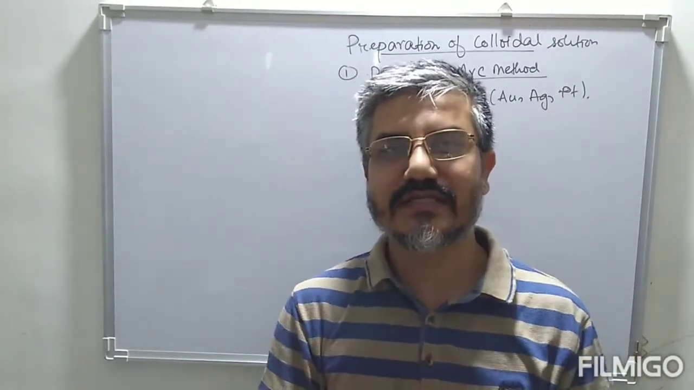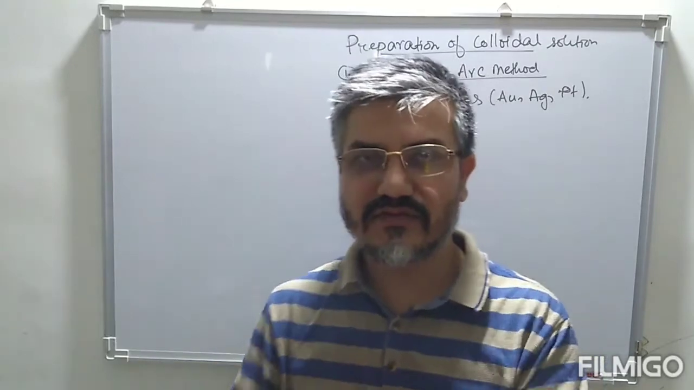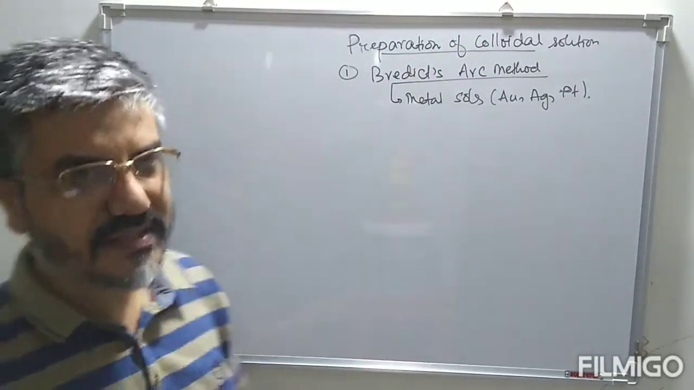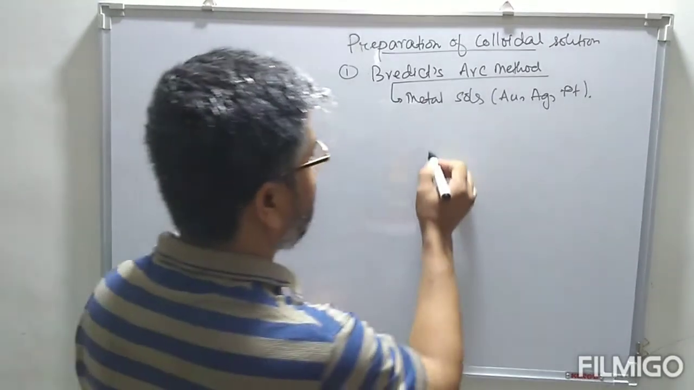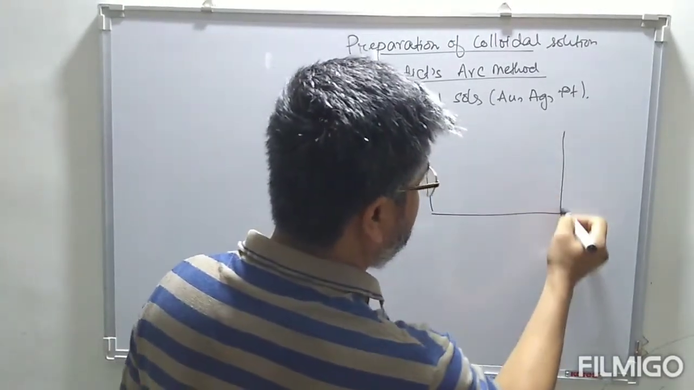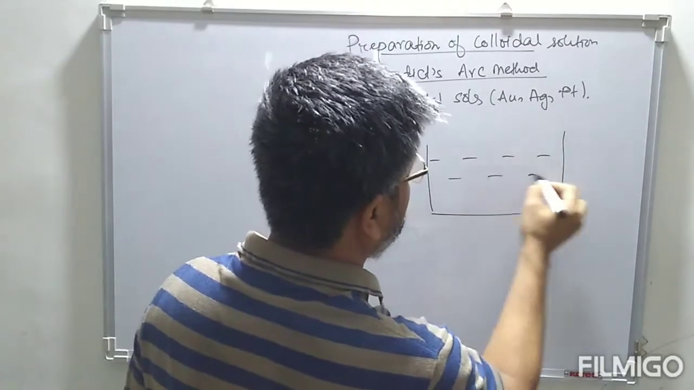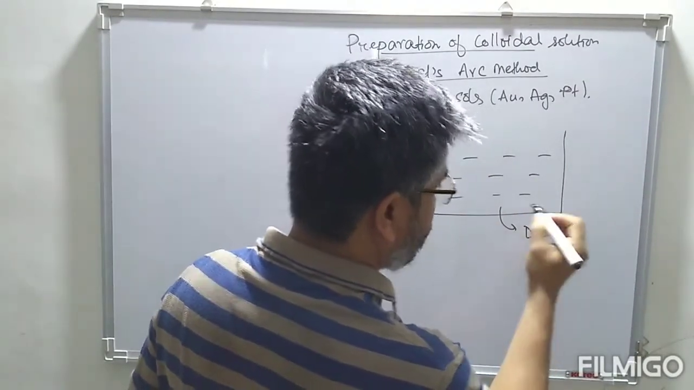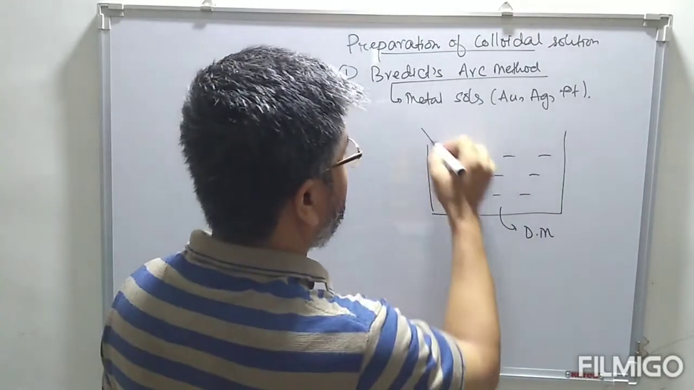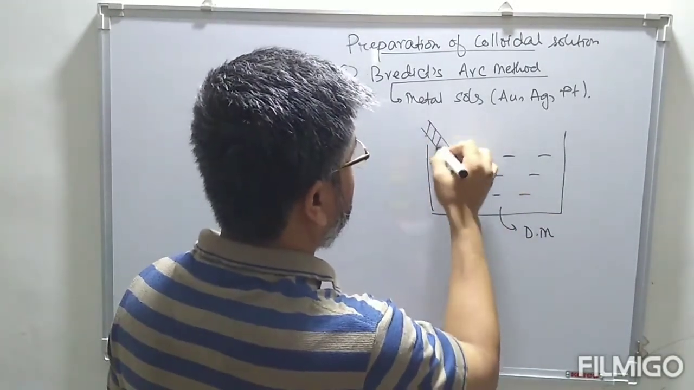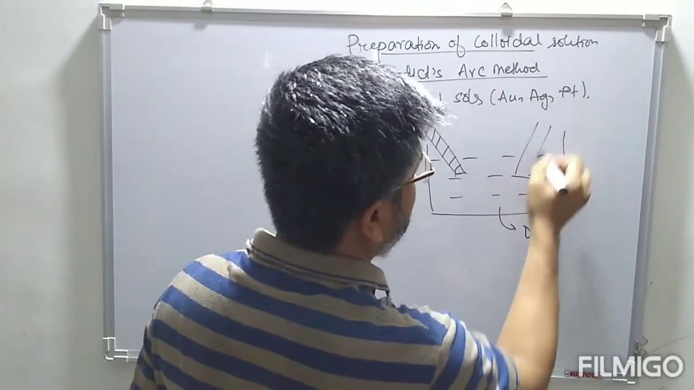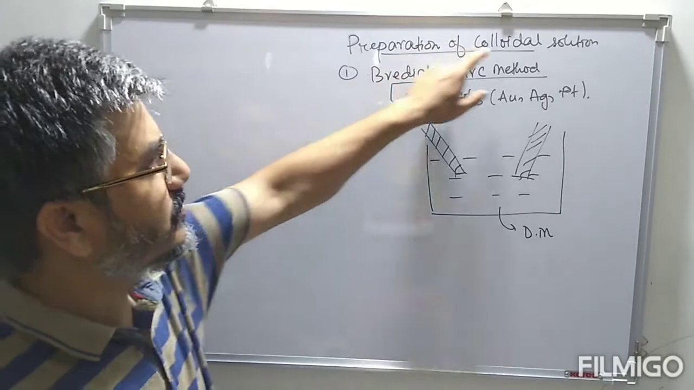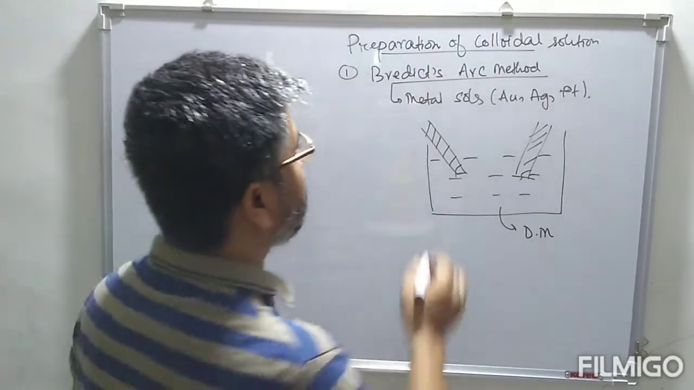As a result of this, the particles are converted into colloidal solution. So first thing is, we have taken a container with suitable dispersion medium and metal rod for which we require to prepare colloidal solution taken as electrode.